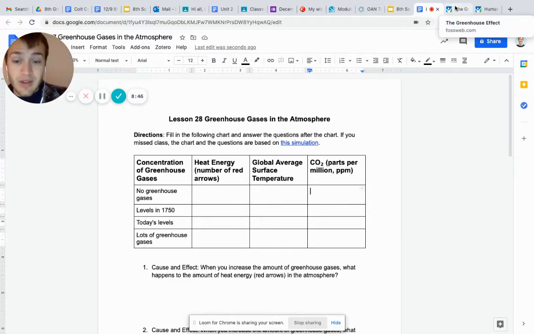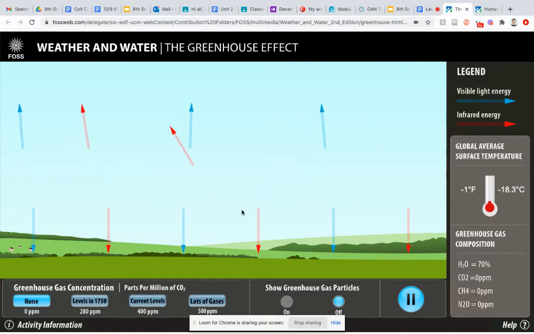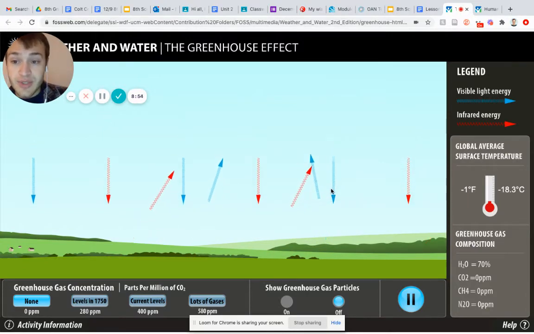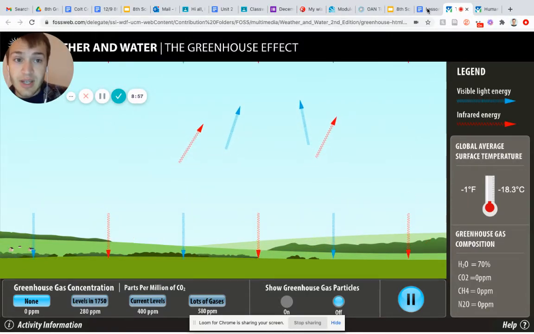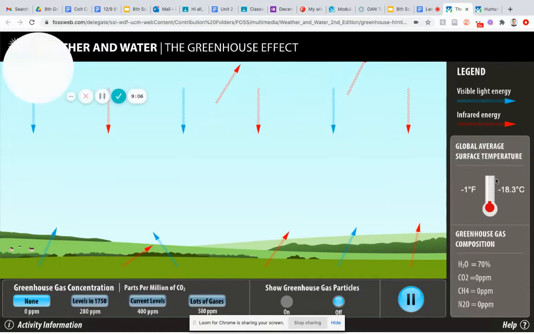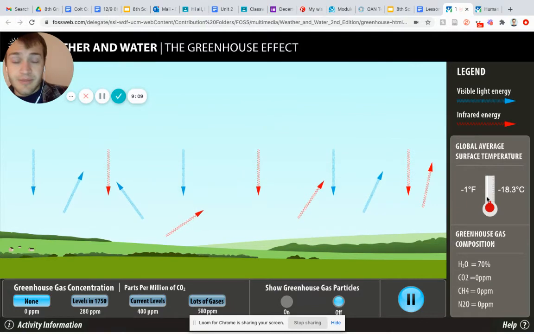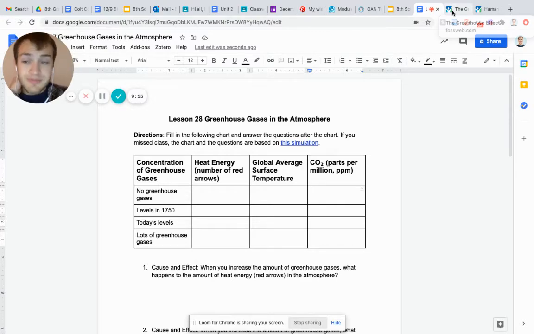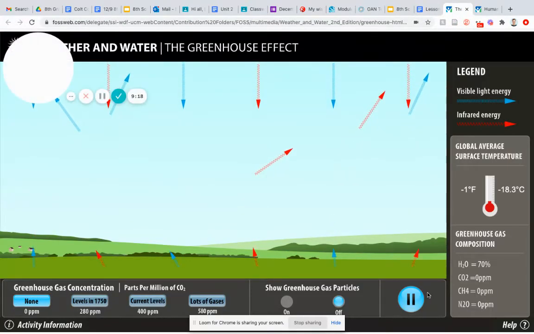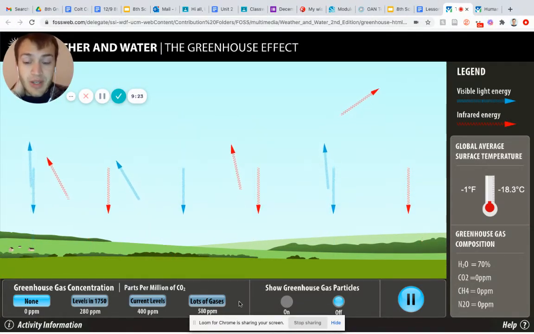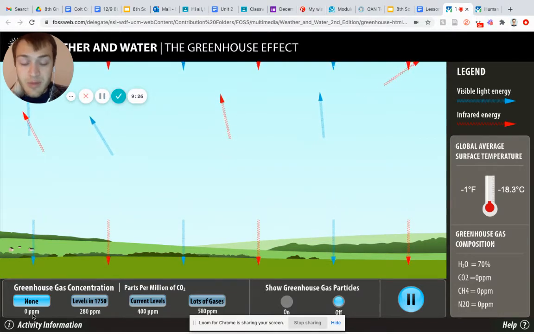The way we're going to do this, the first one is heat energy. I'm going to pause the video, and you are going to count how many red arrows you see. That's what you're going to do for the first column. For the second column, global average surface temperature, you're going to take the temperature from this thermometer on the right. And then lastly is carbon dioxide in parts per million. You can read that either right here, where it says CO2 equals 0 parts per million, or down here, 0 parts per million.